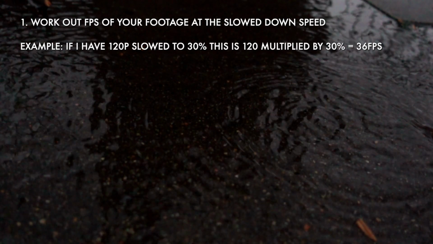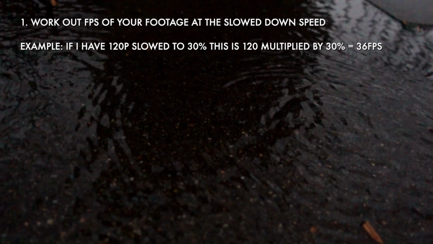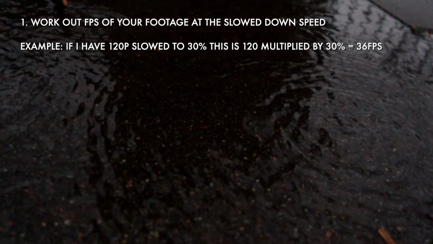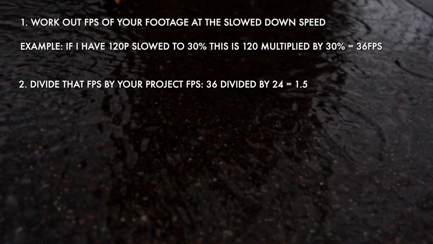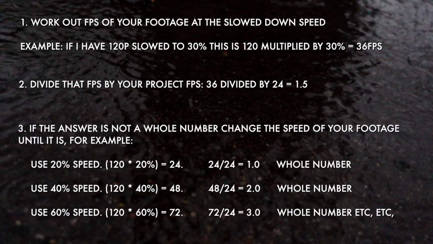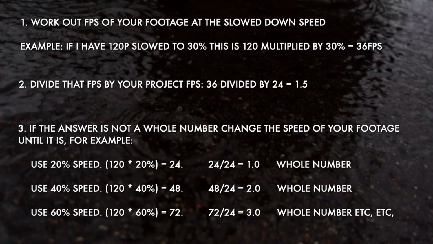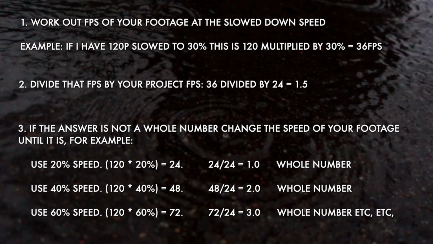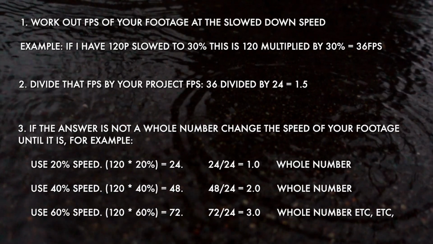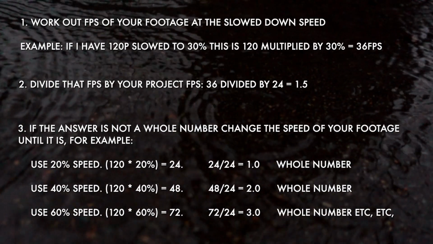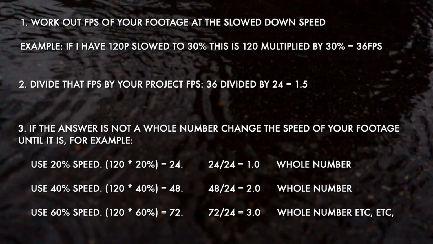The key thing to understand: when you slow down your footage, work out how many frames per second will be played at that new speed. Divide that number by the project frames per second. Make sure that answer is a whole number, no decimal points, and if it isn't, consider changing the speed of your slow-mo footage until it is. Just like in The Matrix, this is a rule that you can bend or break, so go with whatever you think looks best, but just be aware of the whole number rule. There is no spoon.